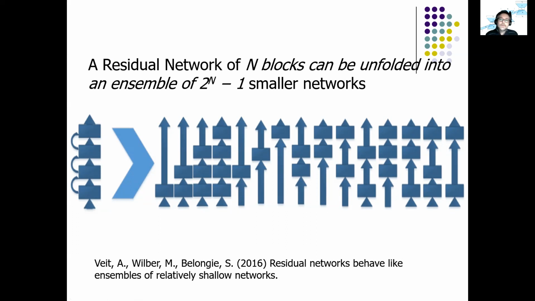Okay, so they showed that a residual network can be unfolded into an ensemble of simpler networks, which is another way to explain why this kind of architecture works well. Because we know that in general, ensembles enhance the performance in terms of generalization of simple models. And I will explain how ensembles work next to explain why this kind of behavior makes sense.